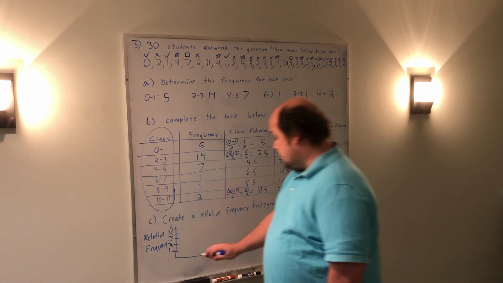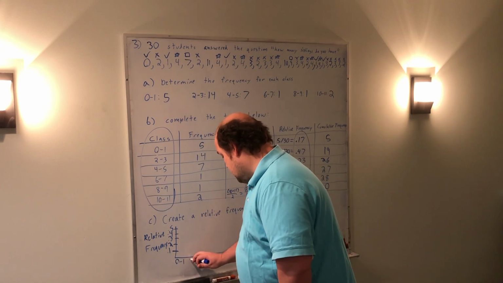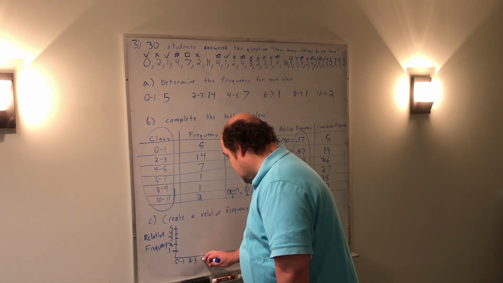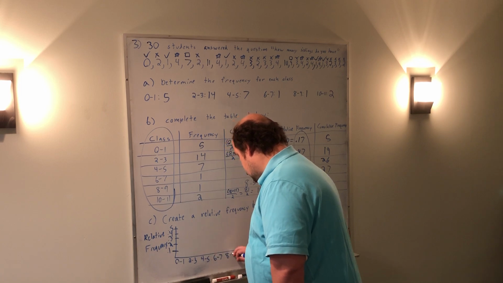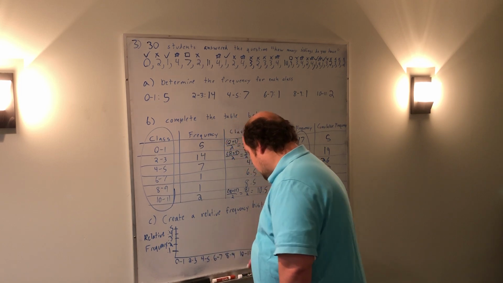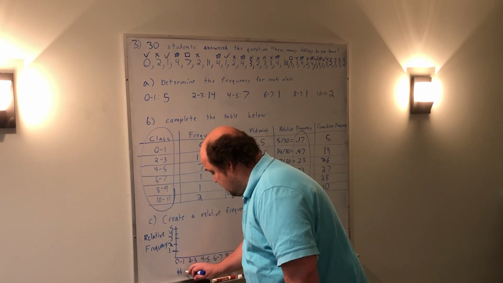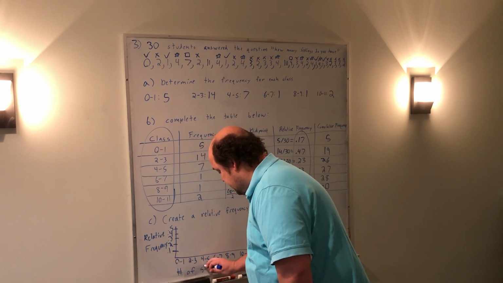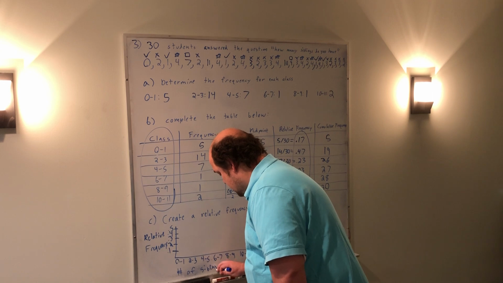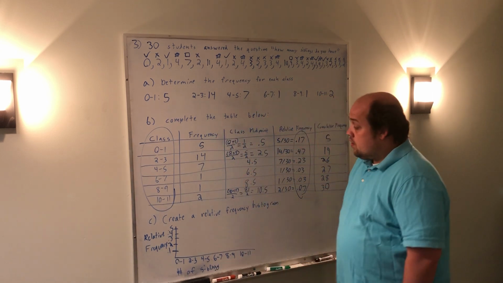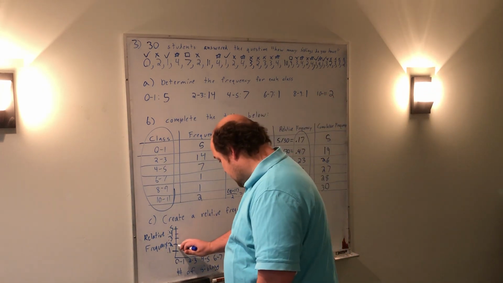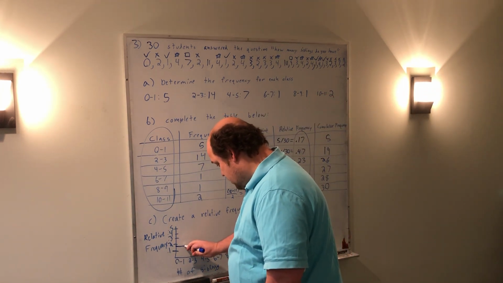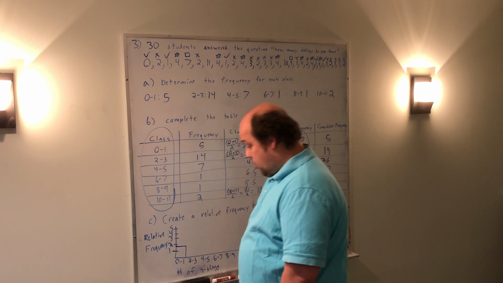Here, my first class is 0 to 1, then 2 to 3, 4 to 5, 6 to 7, 8 to 9, 10 to 11. And I'm going to label that number of siblings. When I look at my first bar, 0.17, from 0 to 1, I'm going to go a little bit below the 0.2 and draw down my bar.